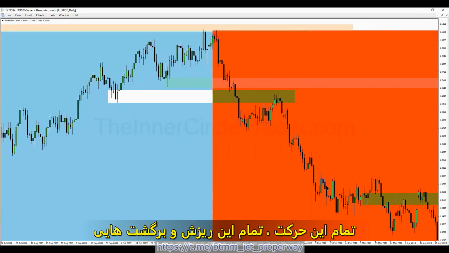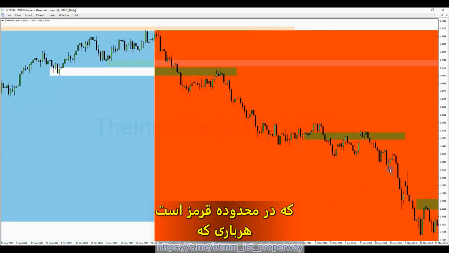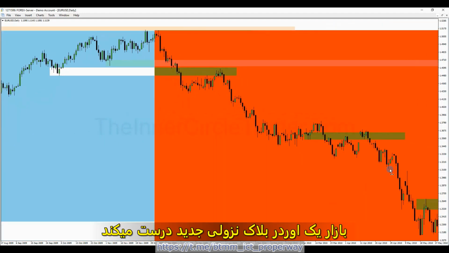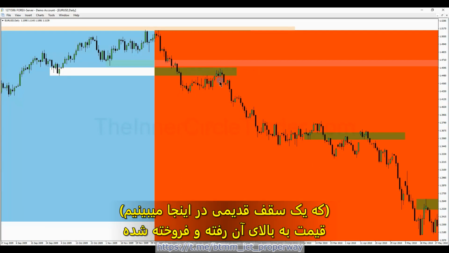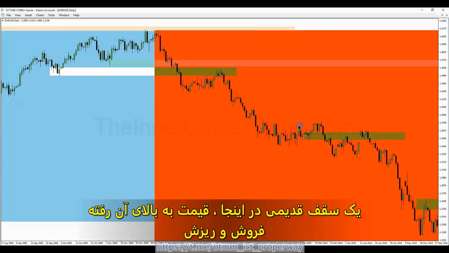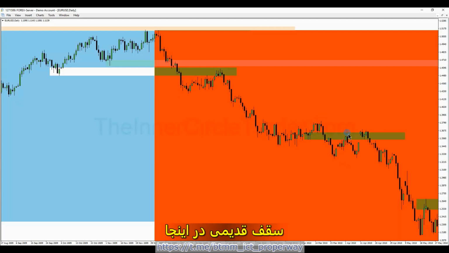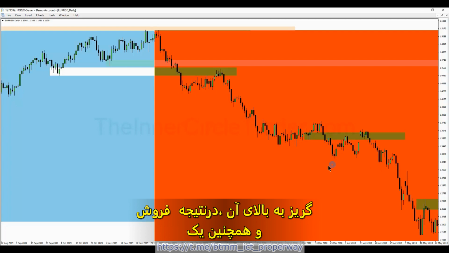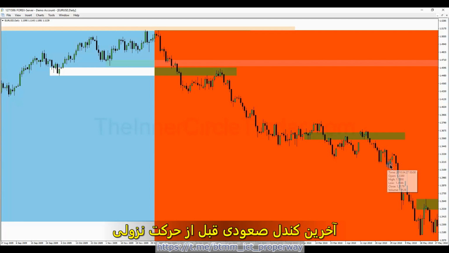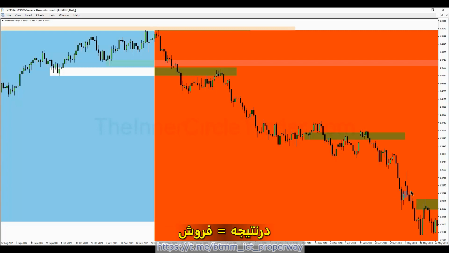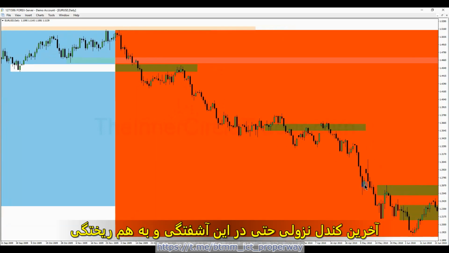All through here in this red area, every single time the market creates a new bearish order block, or if it creates a run above old highs, we see the old highs here, runs through them, sell off. Old highs in here, runs above it, sell off. Old high here, runs above it, sell off. And we also have bearish order blocks. Last up candle right before the down move, sells off. Last up candle before the down move, retraces back to it, sells off. Last up candle, even in this sloppy mess, right to the body of the candle right there.